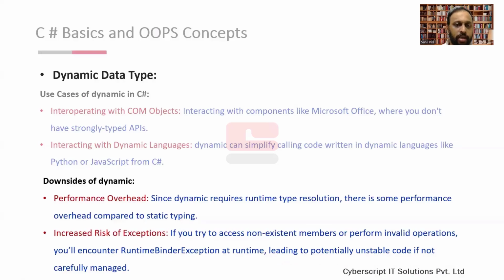So what is the downside of dynamic? Performance overhead. Since dynamic requires runtime type resolution, there is some performance overhead compared to static typing. Increased risk of exceptions. As we discussed, at compile time, the compiler will not check whether that method or properties exist or not for that particular object. So in that case, there is an increased risk of exceptions. If you try to access non-existing members or perform invalid operations, you will encounter a runtime binder exception at runtime, leading to potentially unstable code if not carefully managed.